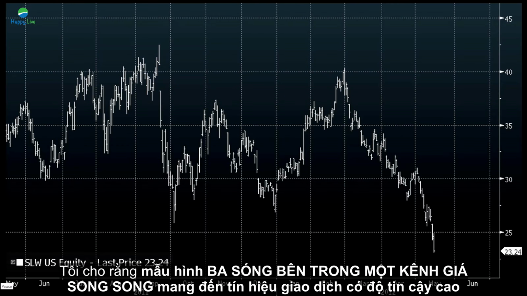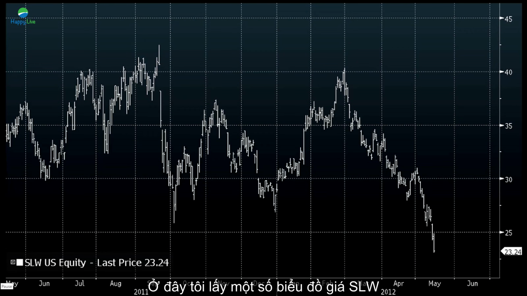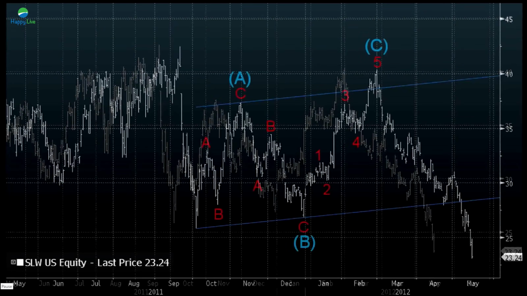For me though, there are two key characteristics which identify a high probability trade setup. Essentially, it's a three-wave price move within parallel lines. For example, this is a price chart of Silver Wheaton, ticker symbol SLW. Whenever I look at this price chart, I see a very nice trade setup here. And essentially, this is it.